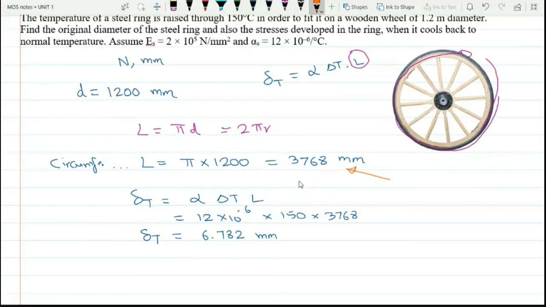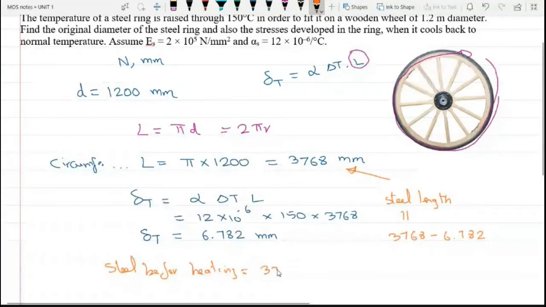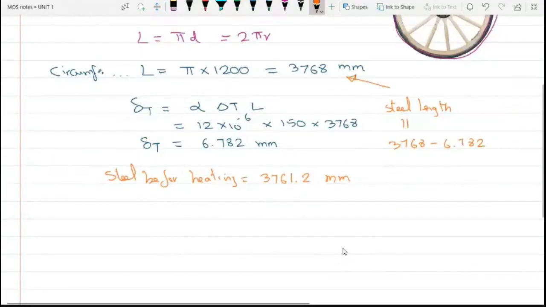So what is my original steel? My original steel diameter, steel length. L minus del L. Subtract of this. So it is 3768 minus 6.783. Okay, this is my original steel length. So circumferential length. Okay, so what will be the value? Steel before heating will be 3761.2 mm. So in that case, let us identify what is the diameter.